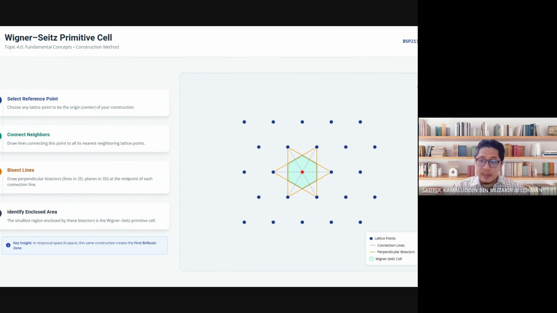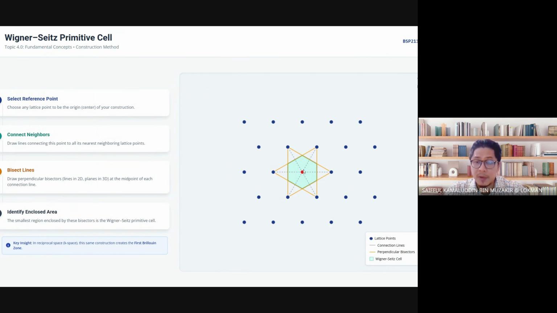The procedure is we need to choose one lattice point as reference. That is number 1. As mentioned in the slide, choose any lattice point to be the origin that will become the center of your construction. Any lattice point, up to you, doesn't matter. Next, draw lines connecting to its nearest neighbor. That's what we have been doing.